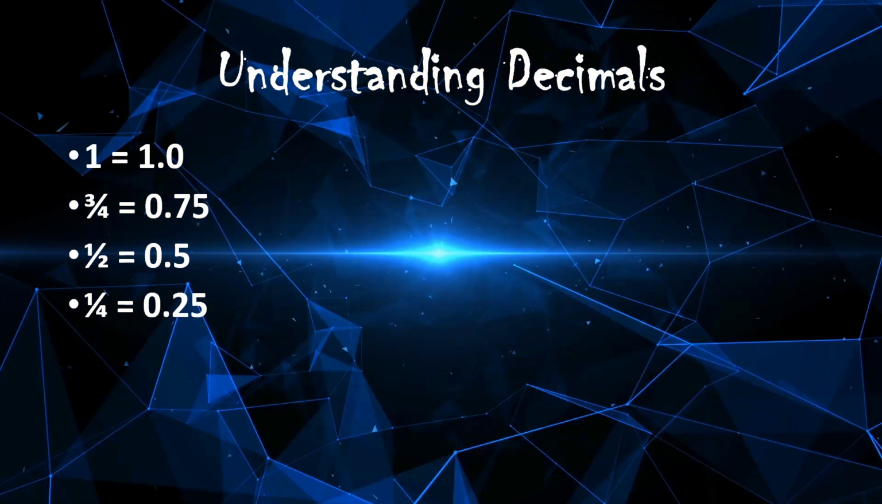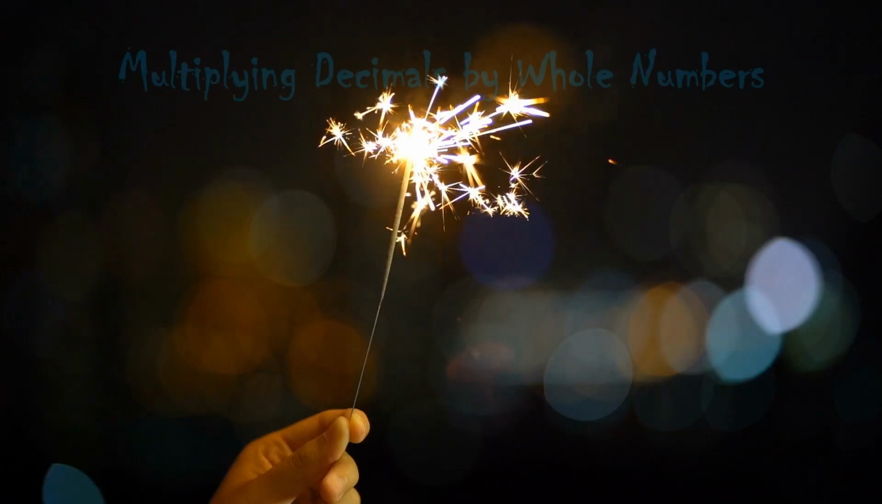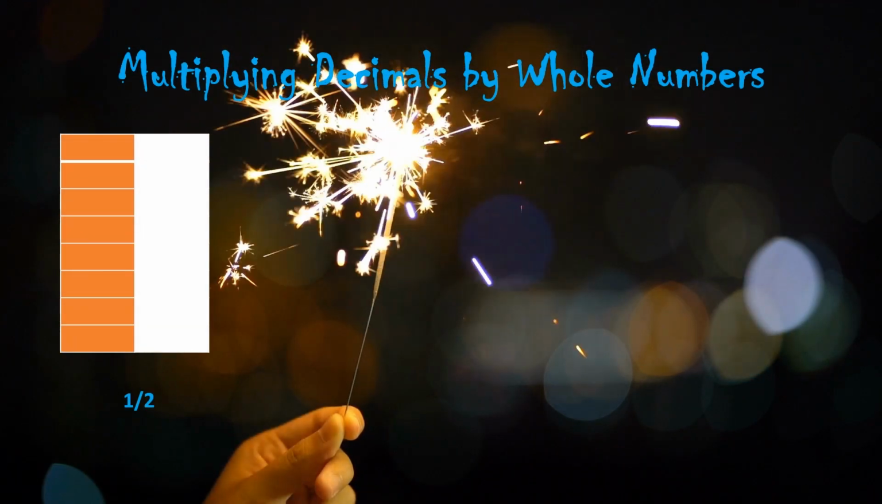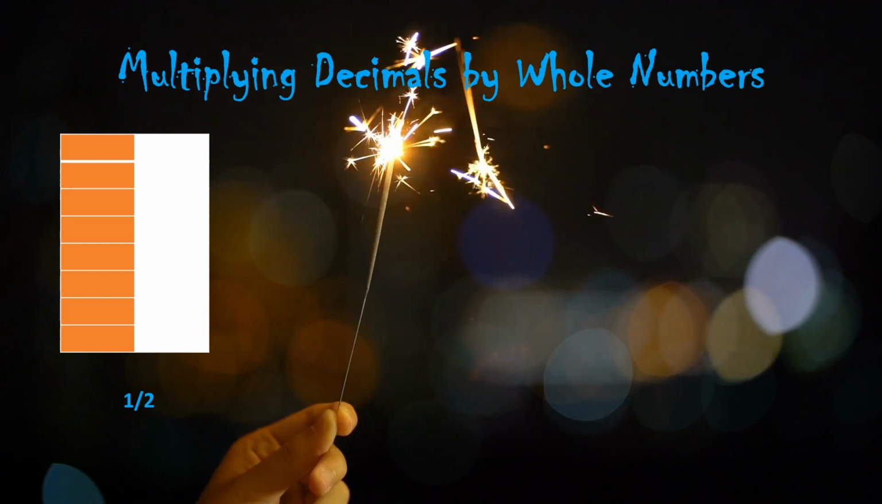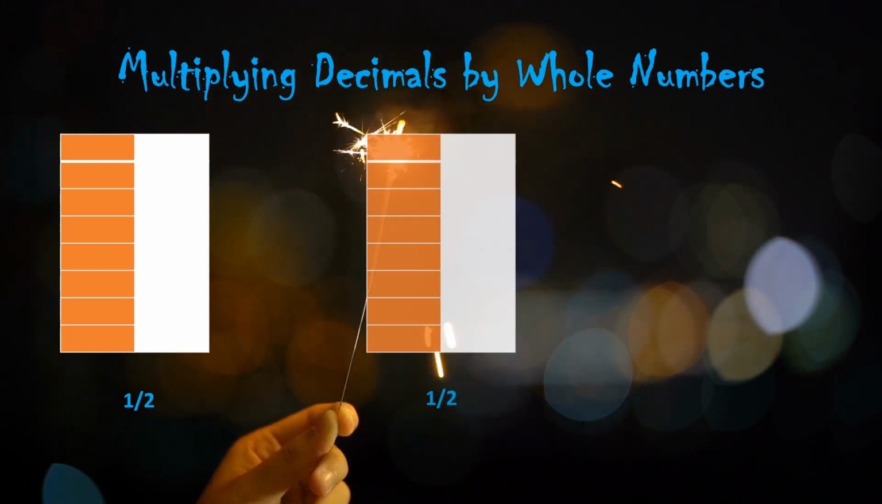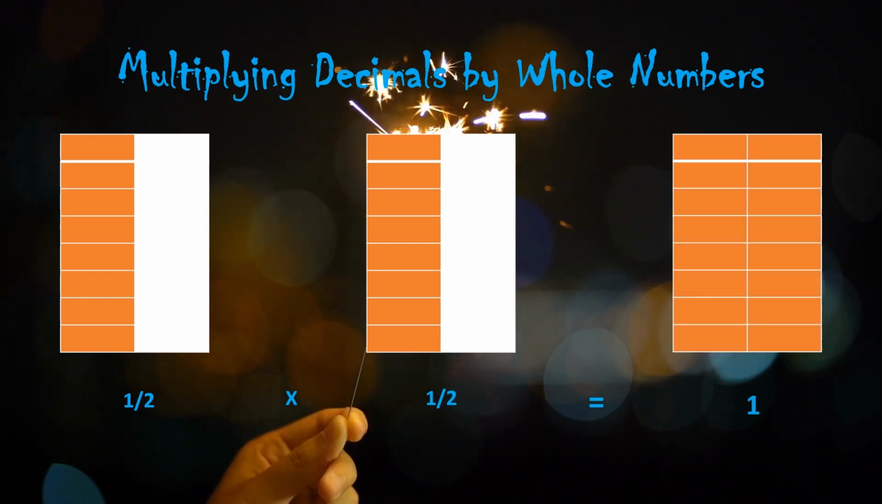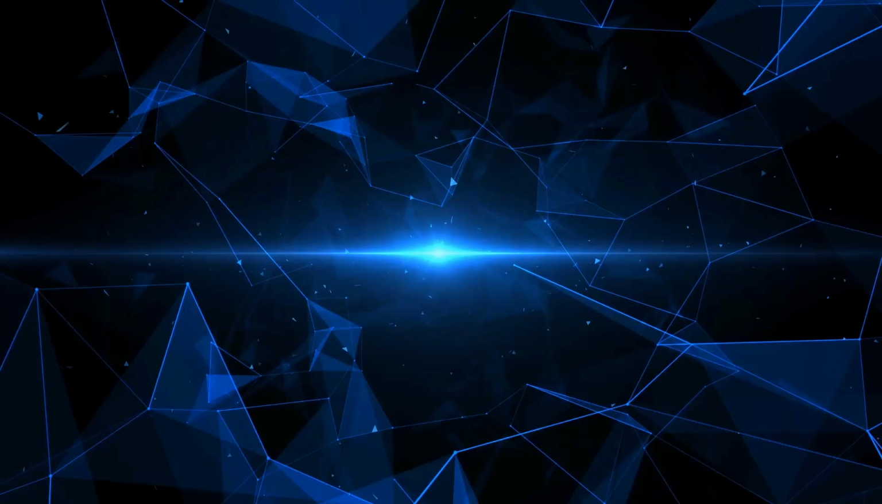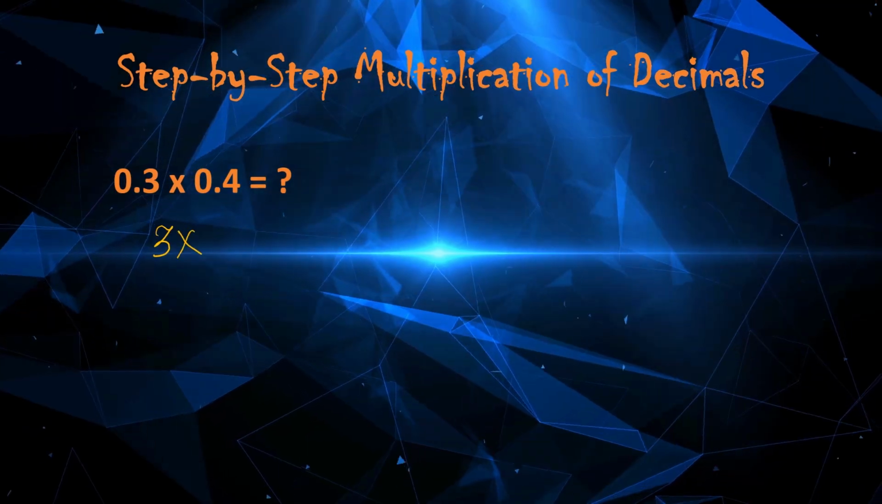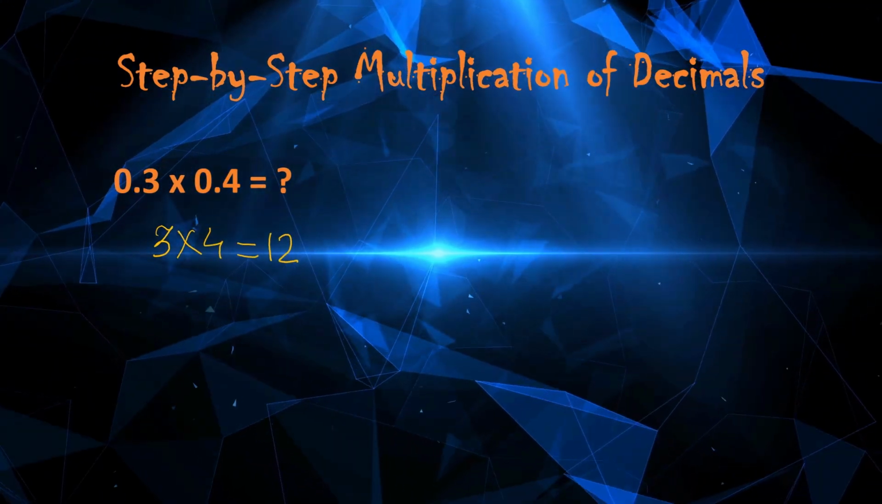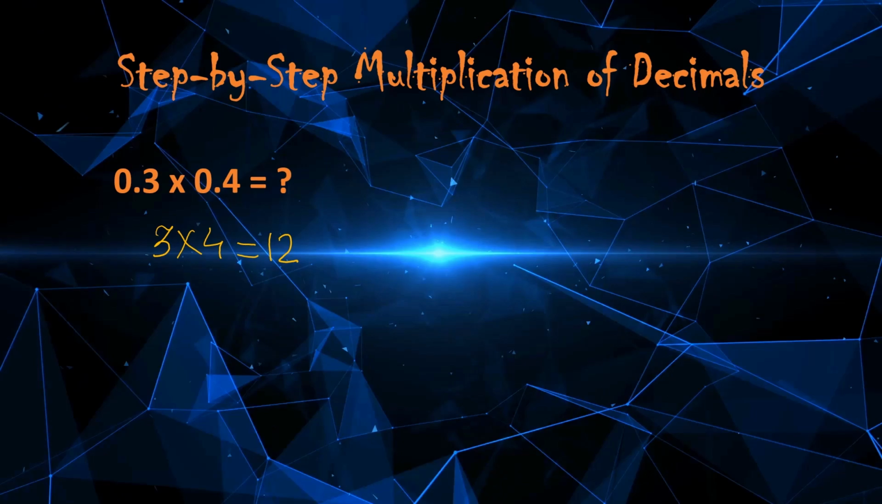Let's start by multiplying a decimal by a whole number. If we have 0.5 and we multiply it by 2, we get 1. Let's see how this works. To multiply decimals, first ignore the decimal points and multiply the numbers as if they were whole numbers. For example, 0.3 times 0.4 is the same as 3 times 4, which equals 12.